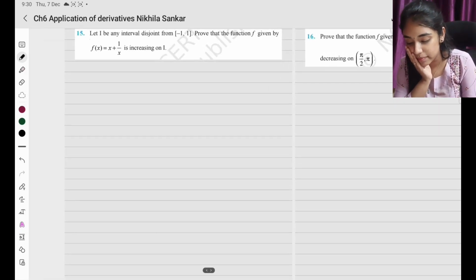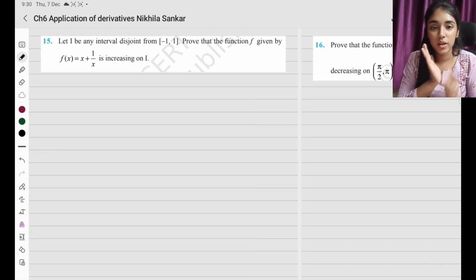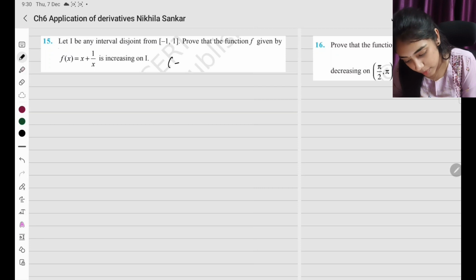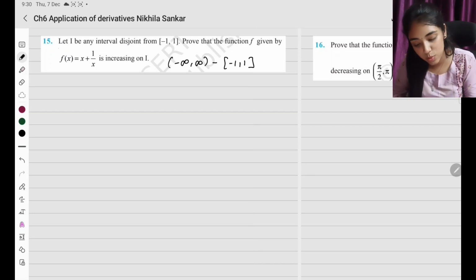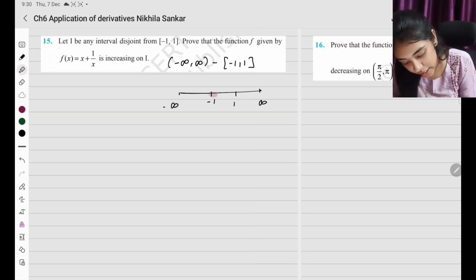Question number 15. Let I be an interval disjoint from minus 1 and 1. So there is an interval, and it does not contain minus 1, 1, which means, what are we talking about? Our interval is going to be, now overall we have minus infinity to infinity, disjoint from minus 1 to 1, meaning we do not have minus 1 and 1. So, how does my number line look? Minus infinity, infinity, minus 1, 1. That particular interval I do not want.